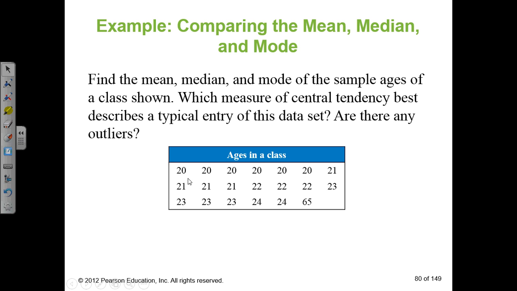Let's look at this data set. We have ages in a class, and most of these students are in their early 20s, except for this one 65-year-old. Now, this is known as an outlier because it is significantly higher than all the rest of the values. An outlier could also be significantly lower.